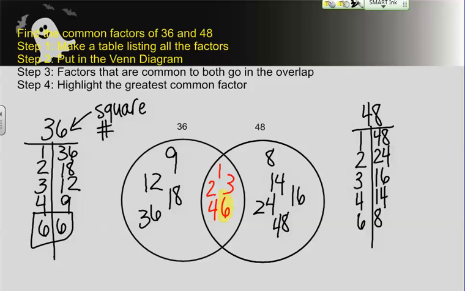Okay, so here's what your paper should look like. Here are all the factors of 36, all the factors of 48. The ones in red are the ones that they have in common. That's 1, 2, 3, 4, and 6. And the greatest common factor, the greatest number in that center circle there, is 6. So if you were able to get that, good job.